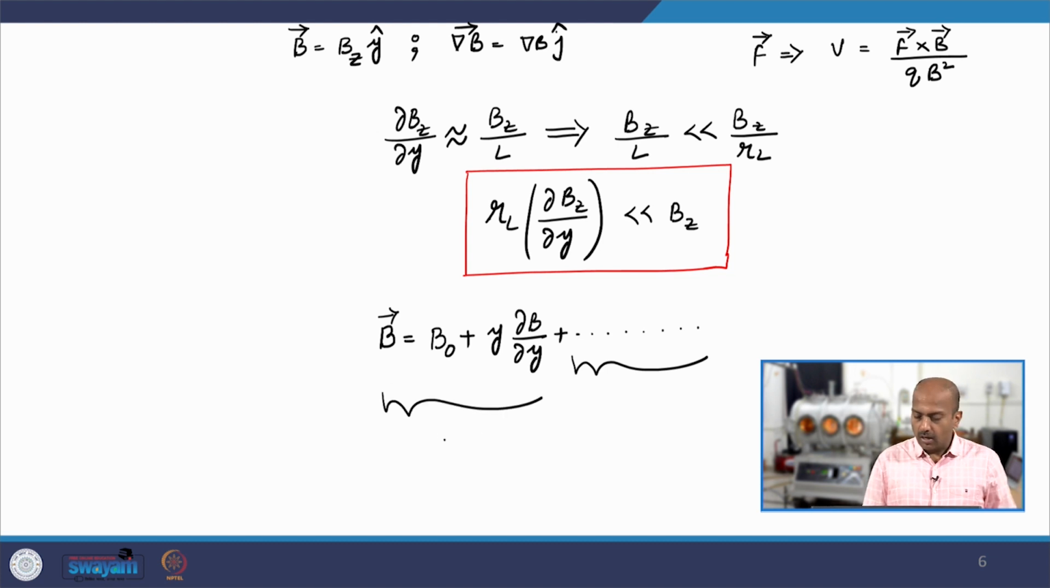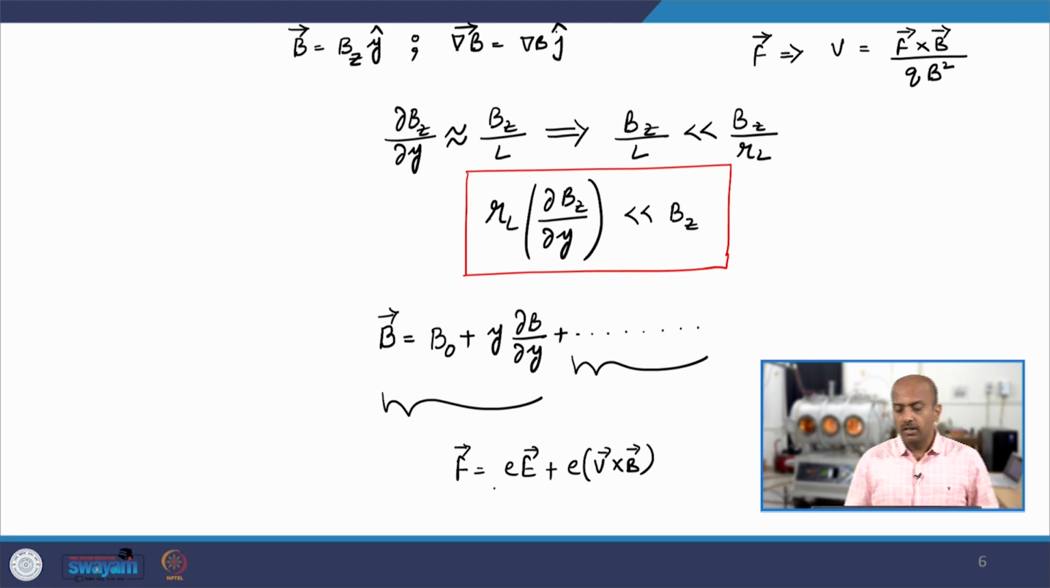Okay. And why are we taking this magnetic field? Because we are interested in evaluating this expression: F is equal to qE plus q v cross B. Why is this expression important? We have already learnt the importance of this expression. This is the Lorentz force. So, this tells us the effect of the electric field and this tells us the effect of the magnetic field.